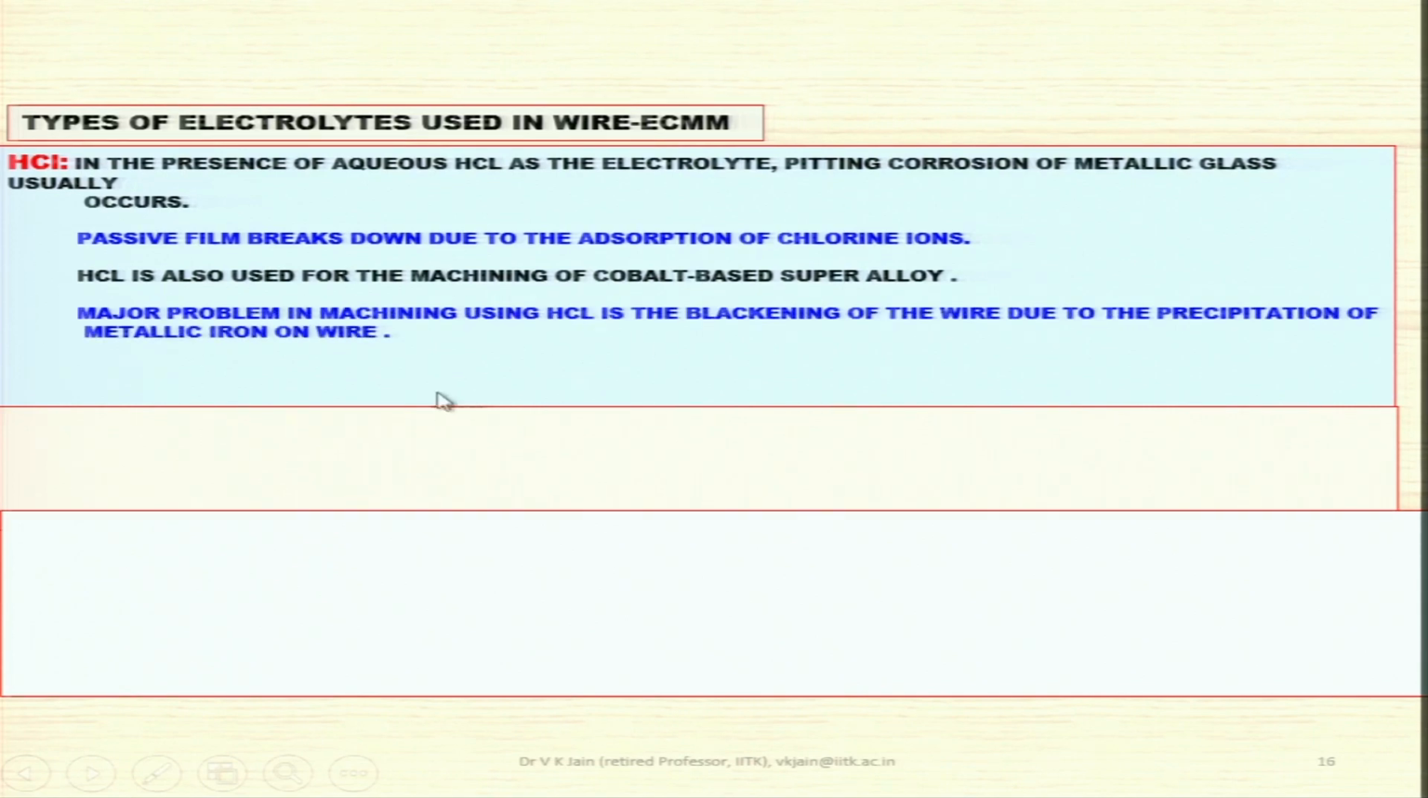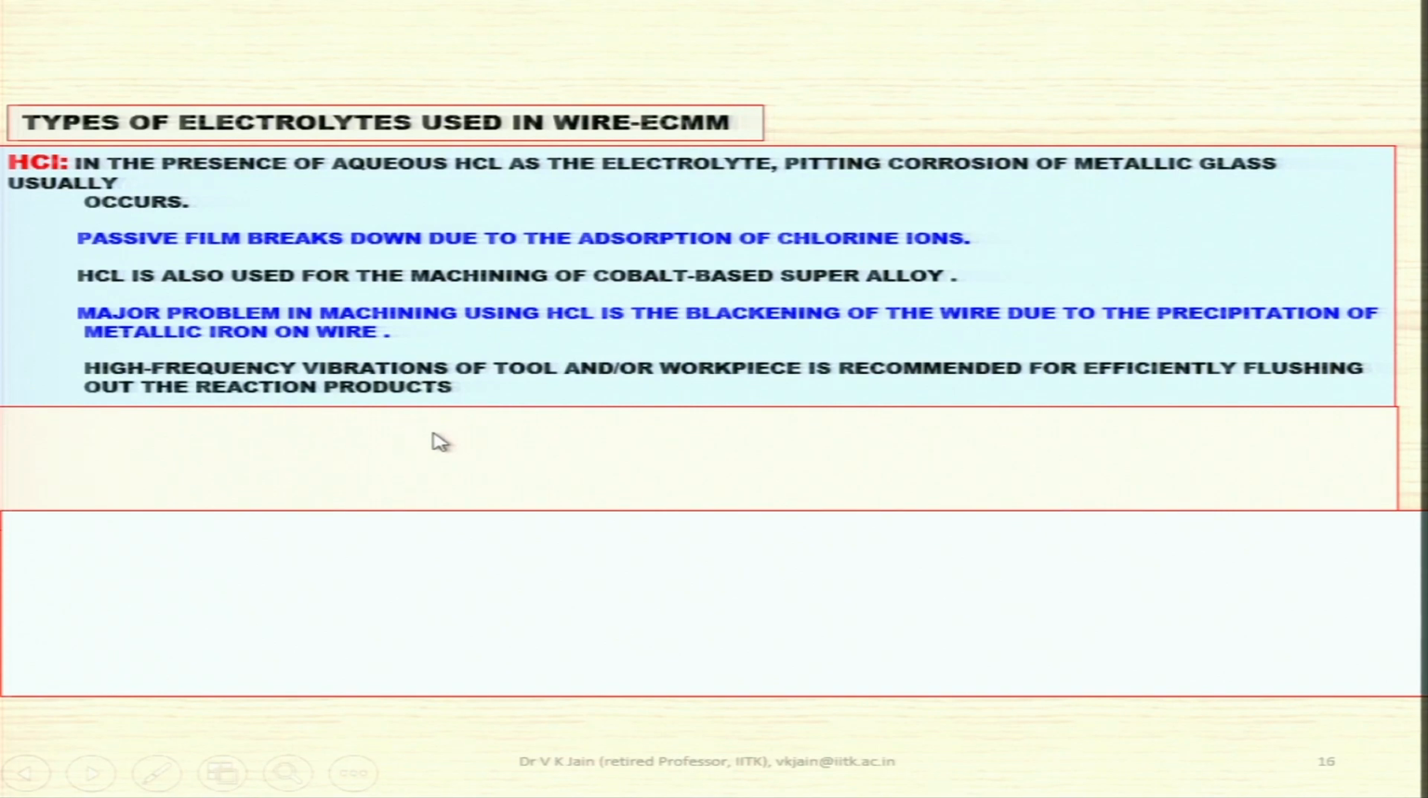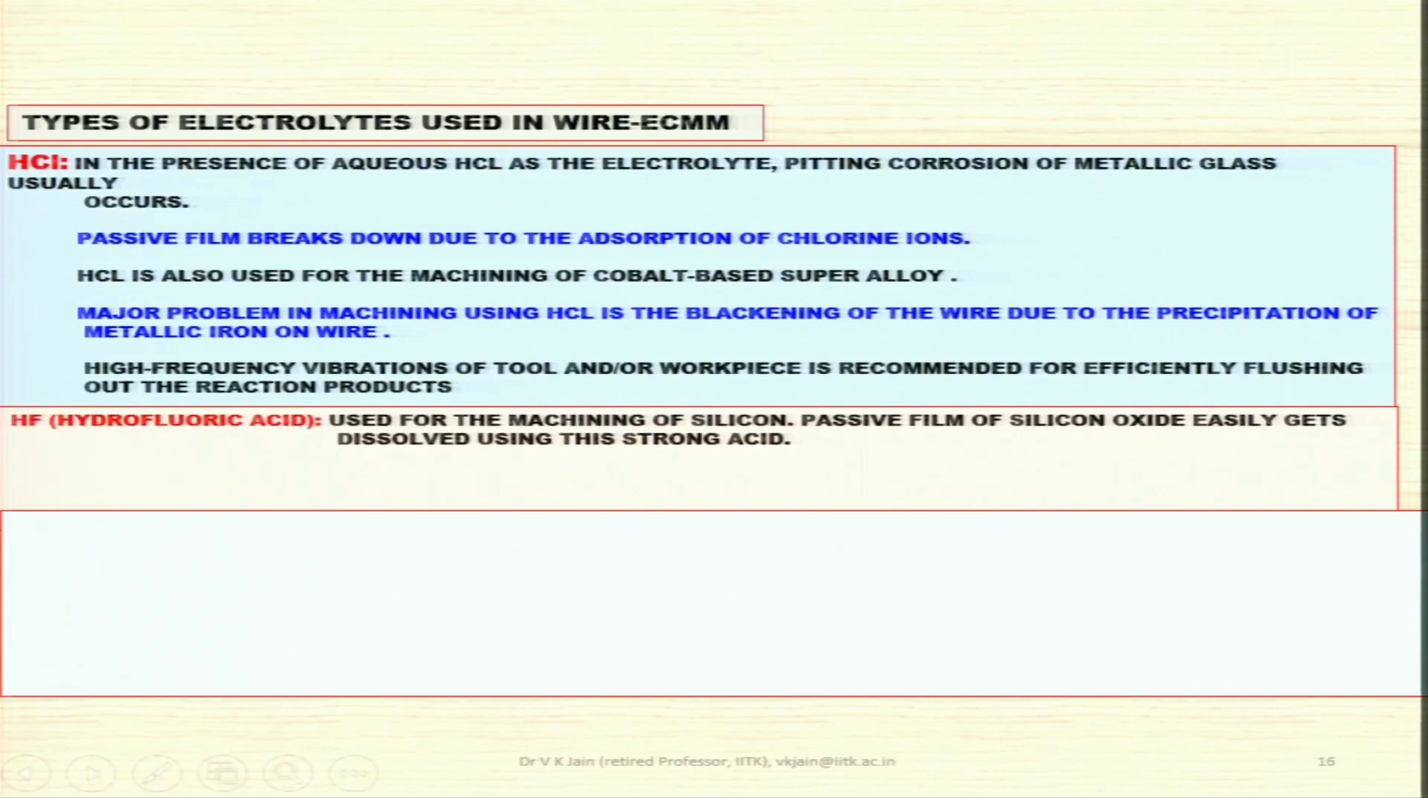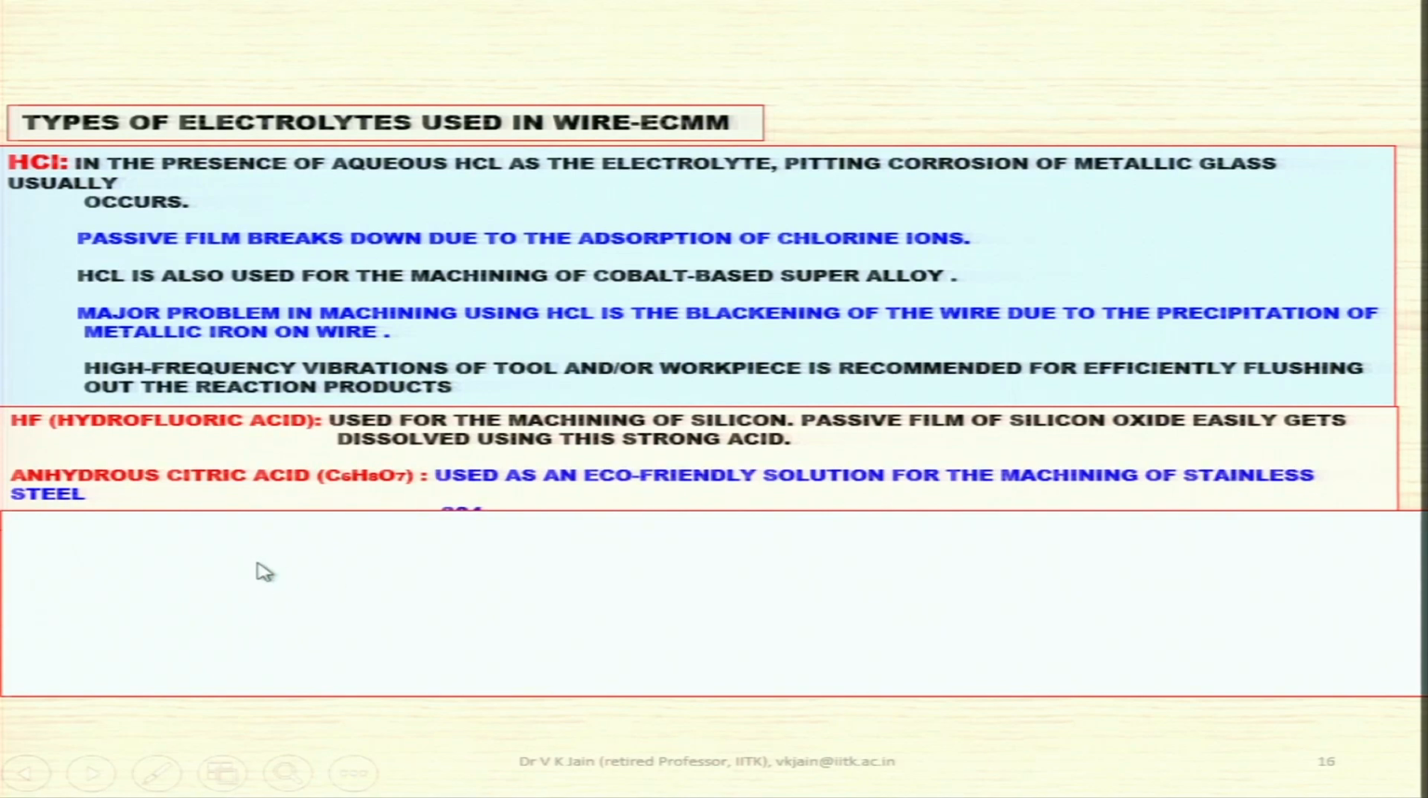HCl is also used for the machining of cobalt based superalloys. A major problem in machining using HCl is blackening of the wire due to the precipitation of metallic iron on the wire. High frequency vibration of the tool and/or workpiece is recommended for efficiently flushing out the reaction product. Now, HF, hydrofluoric acid, is used for the machining of silicon. The passive film of silicon oxide easily gets dissolved using this strong acid.